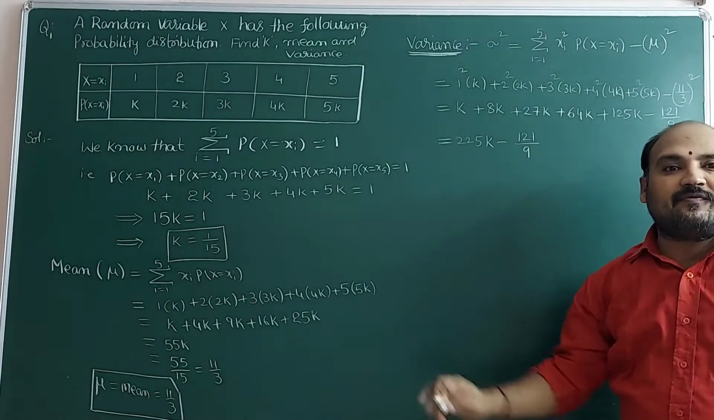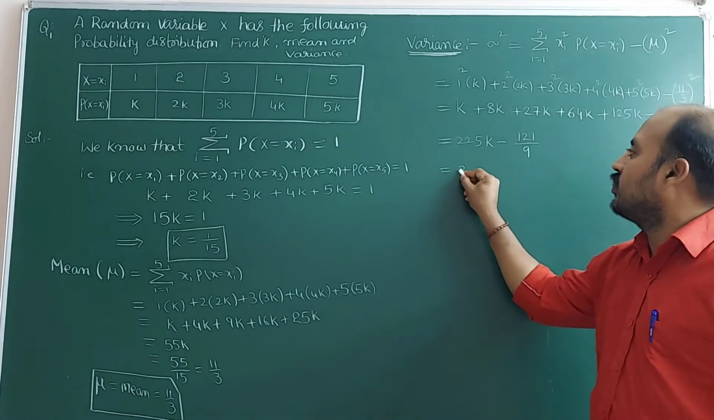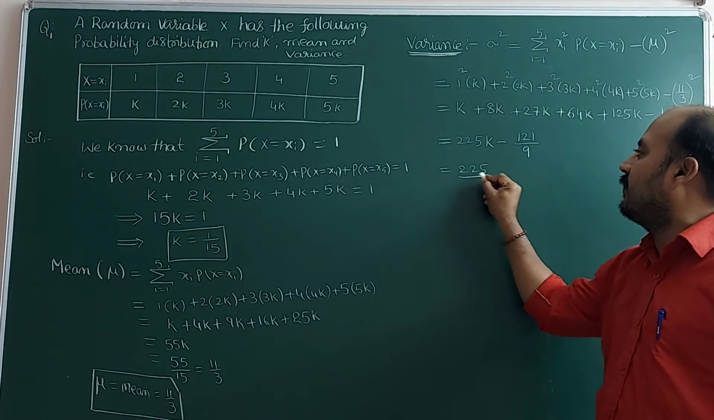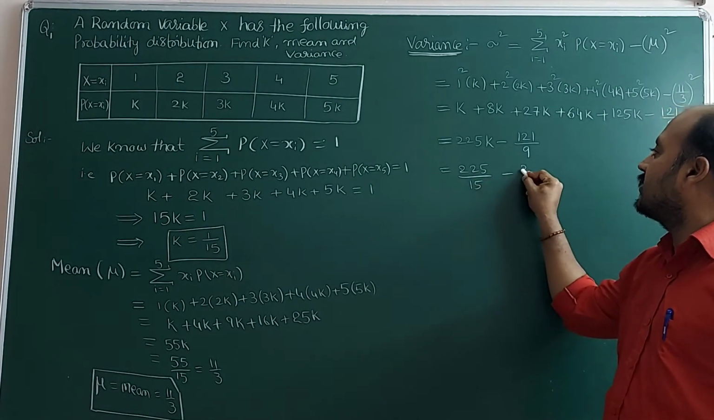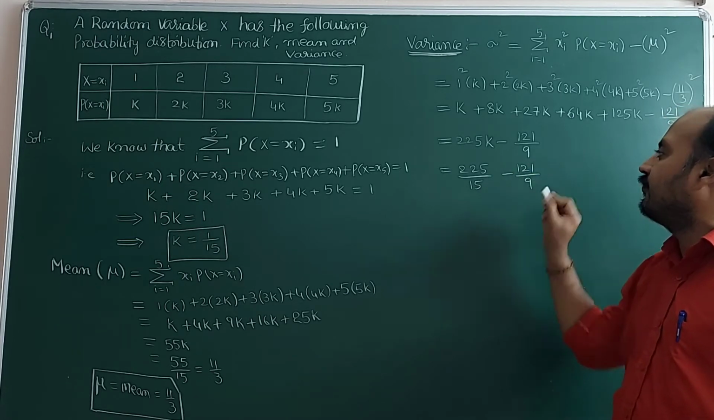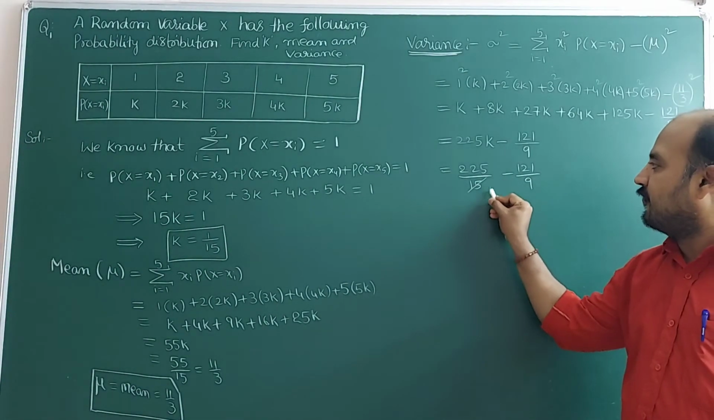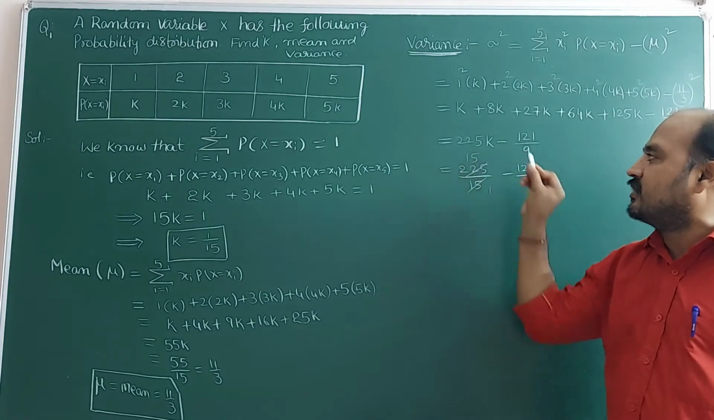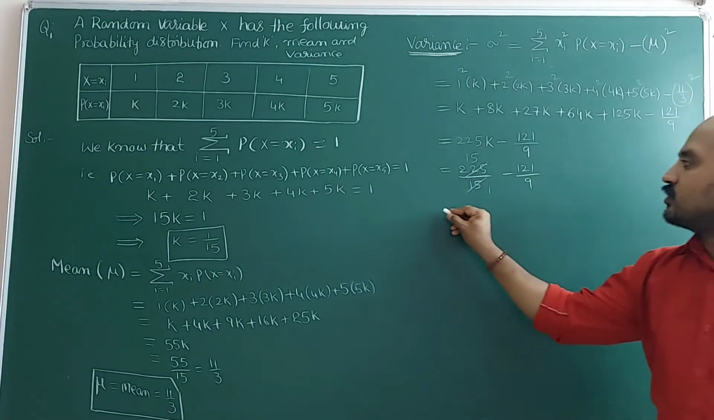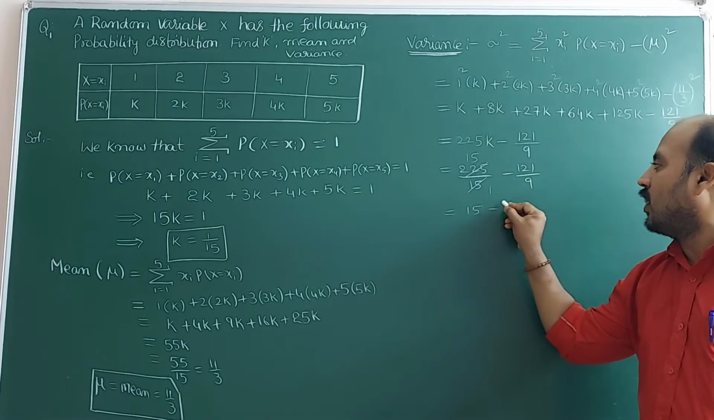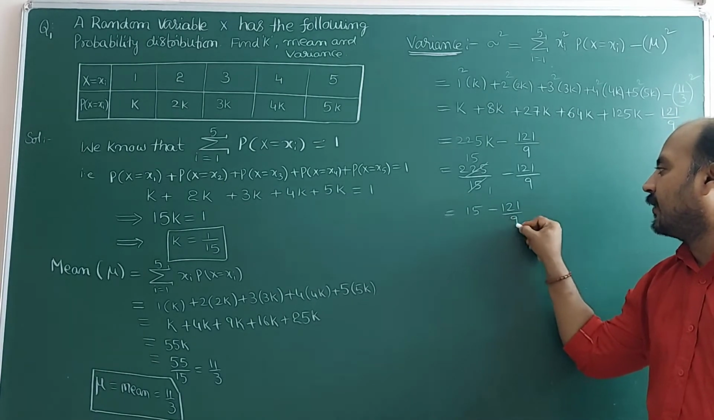K value is 1 by 15, no? Substitute here. 225 divided by 15 minus 121 by 9. 15 ones are 15, 15 15s are 225. So 15 minus 121 divided by 9.